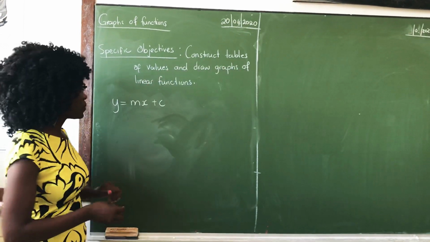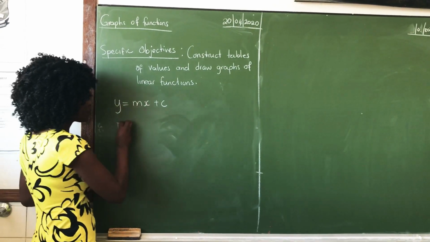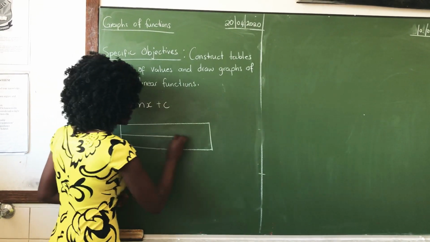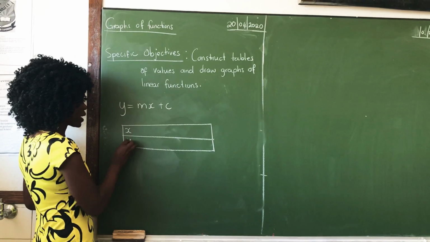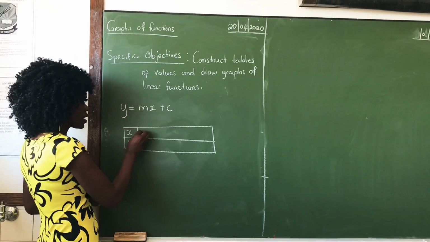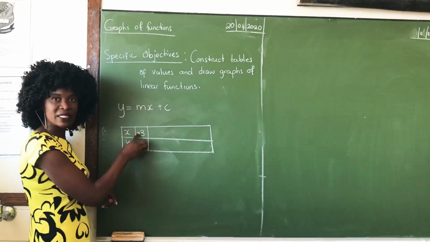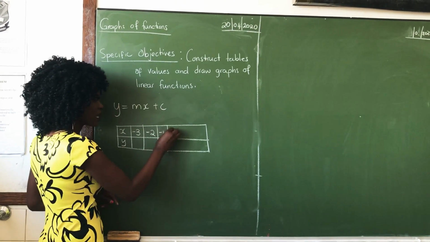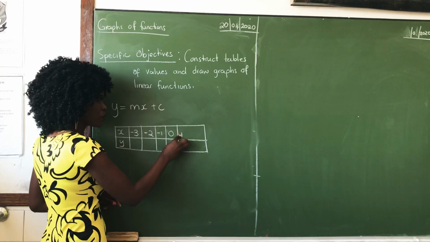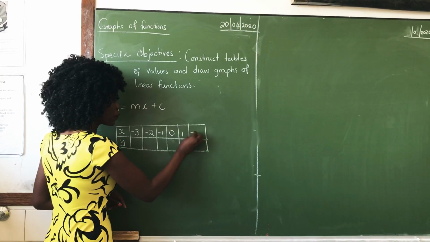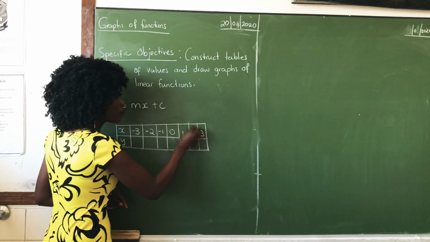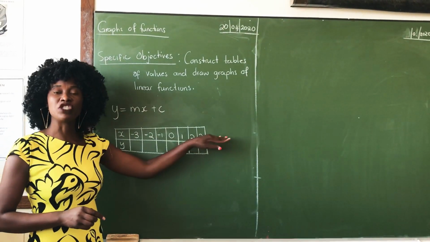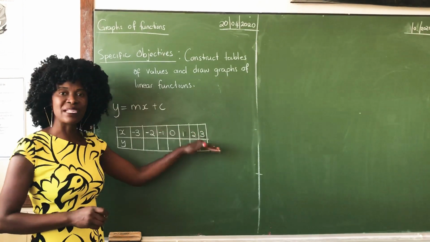Constructing a table here means that, let's say for instance, you are given a table with the two variables, x and y. In this case, you are given the values of x. X is -3, x can be -2, x can be -1, x can be 0, x can be +1, x can be +2, or x can be +3. So the value of x keeps on changing. That's why it is regarded as an independent variable.